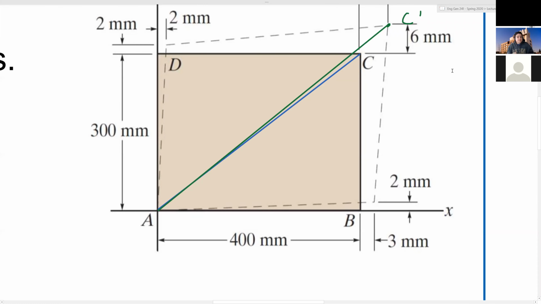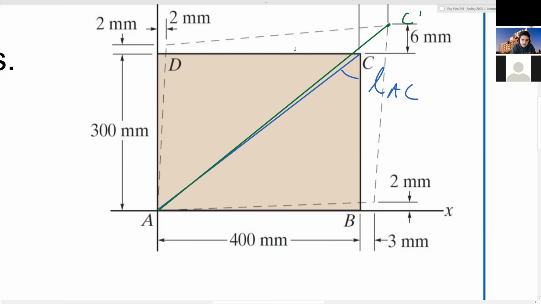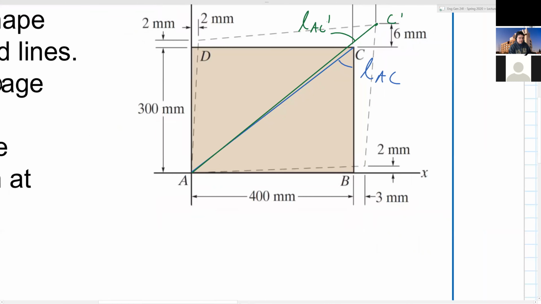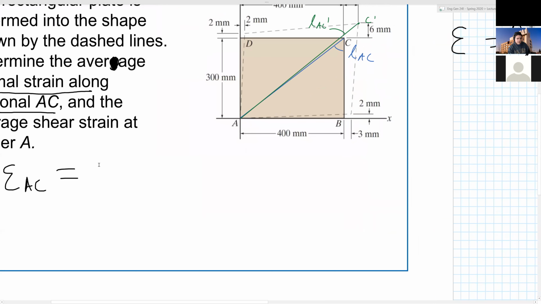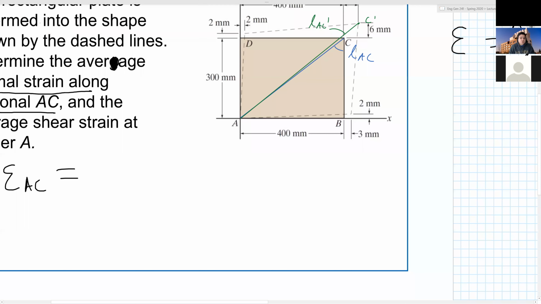Notice that the lines are not collinear, so they're not along the same direction. The length of the blue one is called LAC, and the green one is LAC prime. Is that clear? Before, after. So then what is my strain along that AC? Along that line, how much did it get stretched by? It should be longer, so it should be a positive strain.